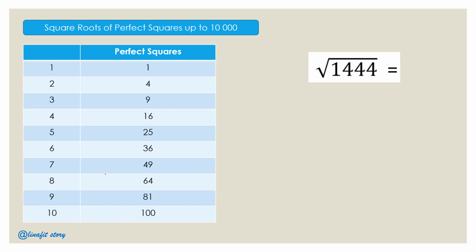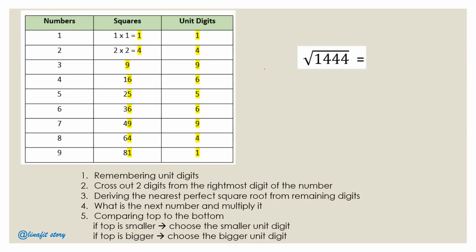It is easy to work out the square root of a perfect square, but it is really hard to work out other square roots. For example, what is the square root of 1444? How to get the square root of 1444? Step number 1, remember the unit digit. The unit digit is 4. 4 belongs to 2 and 8.